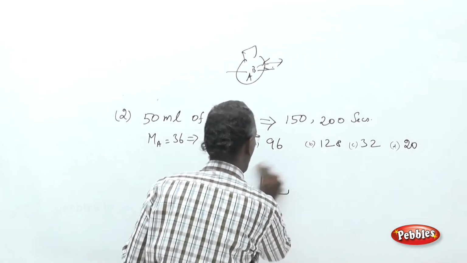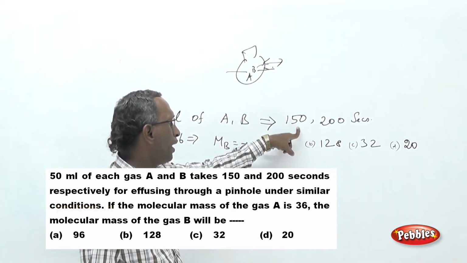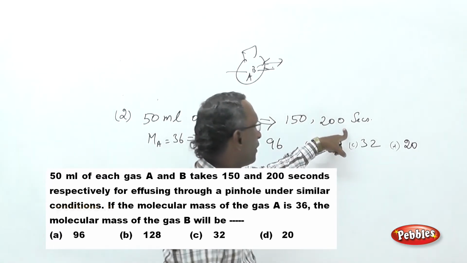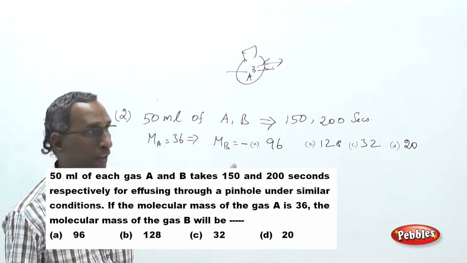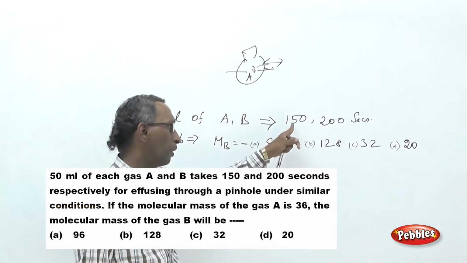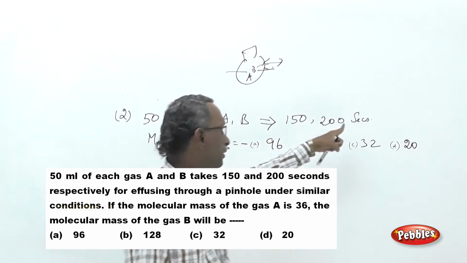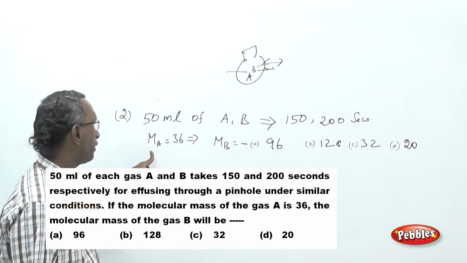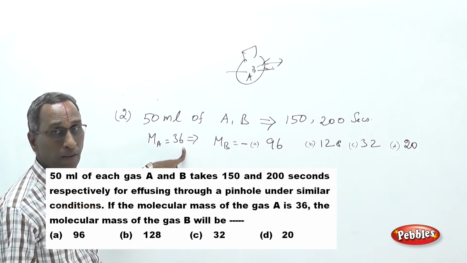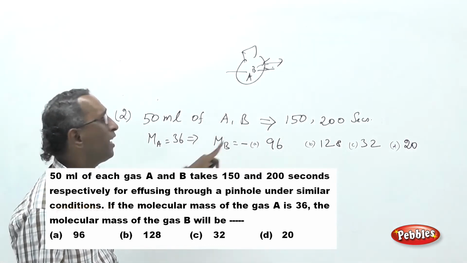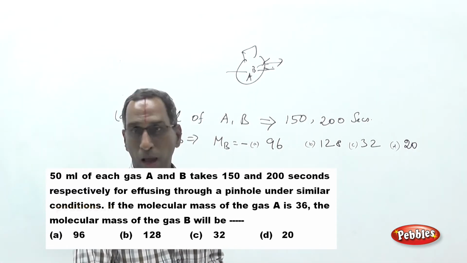Here they are comparing. The question is: 50 ml of two gases A and B take respectively 150 seconds and 200 seconds to escape through a small hole in a container. Initially they are kept in a container, a small hole is made, and their rate is measured in terms of flow time. It takes 150 seconds, it takes 200 seconds. The molecular weight of gas A is given as 36. The molecular weight of B is asked. There are 4 choices given for the answer.